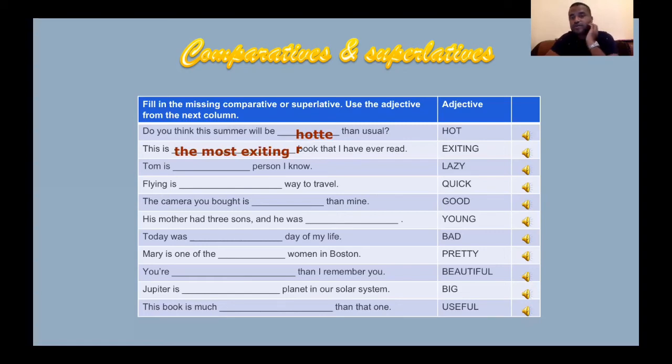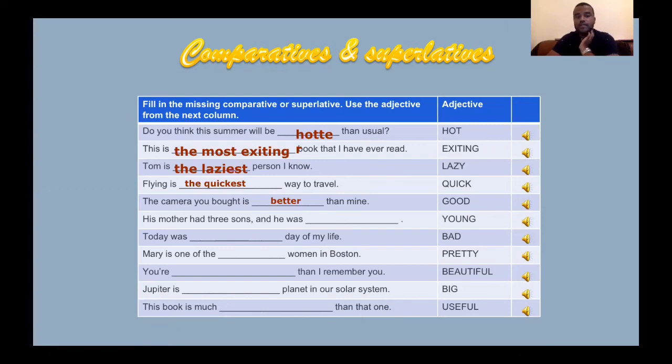Tom is person, lazy. Tom is the laziest person I know. We have flying, way to travel. Flying is the quickest way to travel. The camera you bought is than. We have than, which means that we are going to compare two things. So we have the adjective good, which means I'm going to say better. The camera that you bought is better than mine.